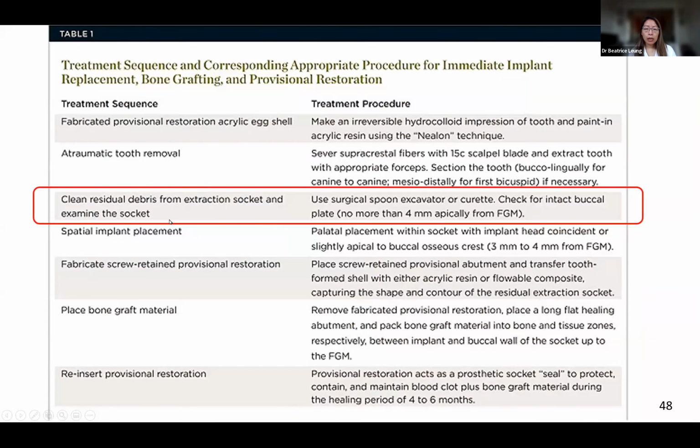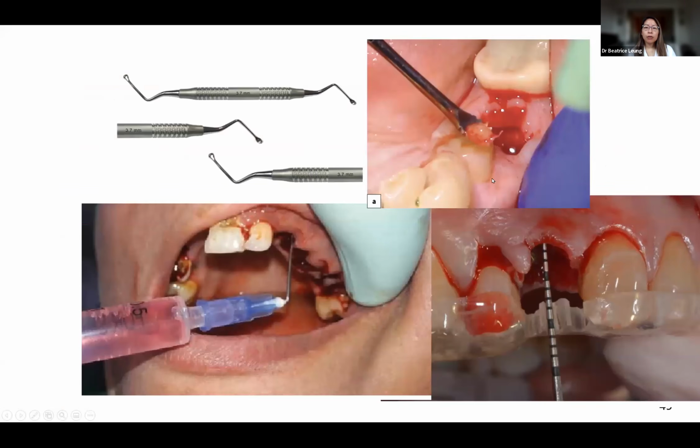Once you have removed it, the extra step you need to do is clean out the socket, make sure there's no granulation tissue, and check to make sure you have the buccal plate. You want to make sure that you have at least a buccal bone 4 millimeters apical from the ideal free gingival margin. Obviously once you extract the tooth, you use the curette, if there's any granulation tissue, to remove it so it's sound bone. You might want to rinse out all the debris inside and use a perio probe to determine where the buccal bone plate is.